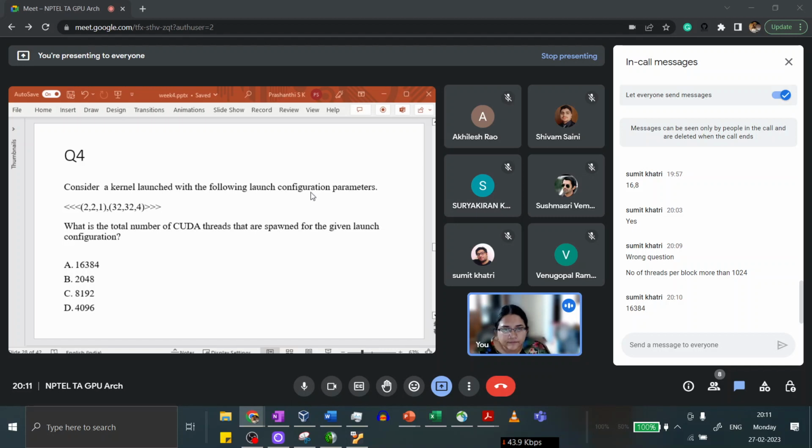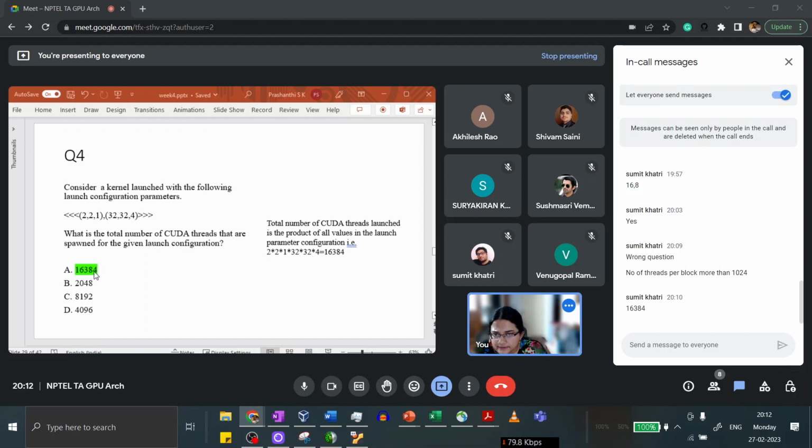Okay, let's look at the answer. This was a fairly simple one. So, yes, it is 16384. But the initial point that the number of threads per block exceeds 1024 is a good one, right? Given that in class we've discussed architectures which only allow 1024, ideally such a question should be invalid. That's a fair point.